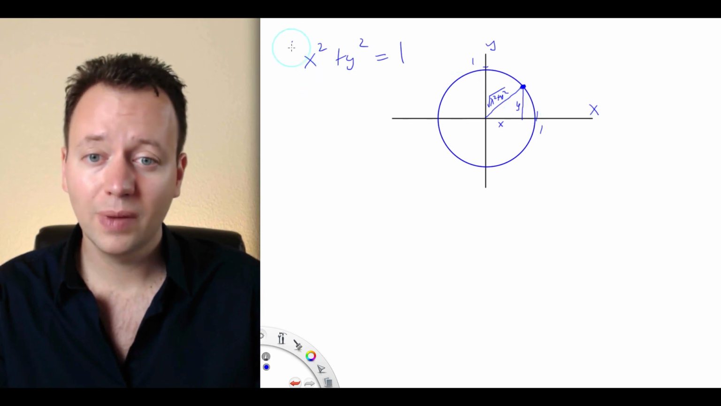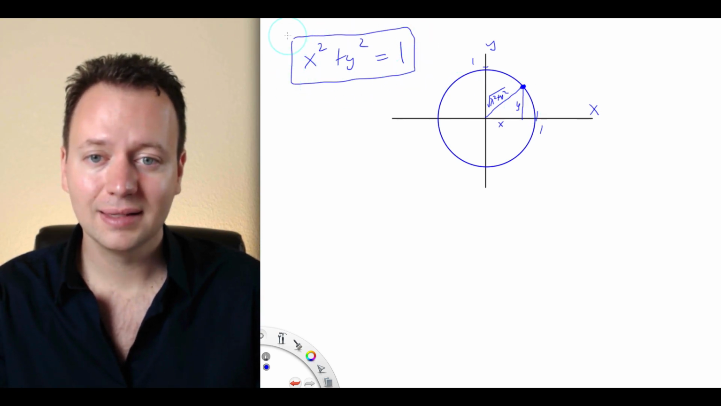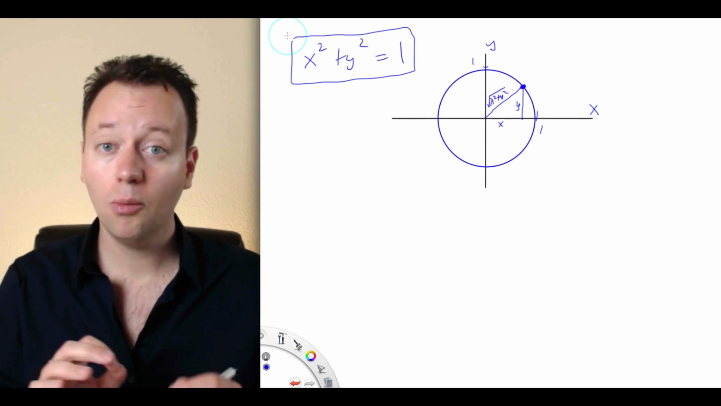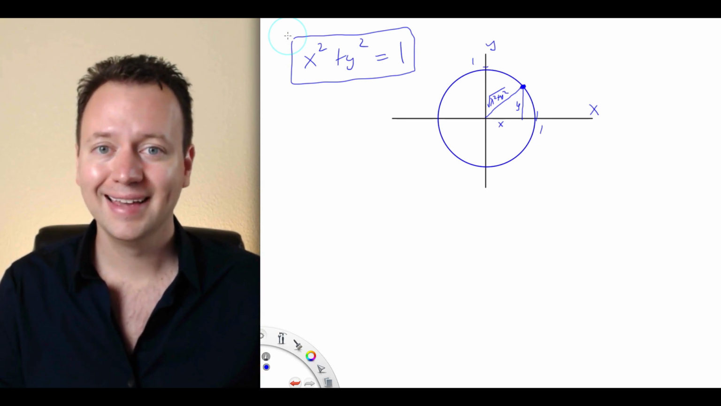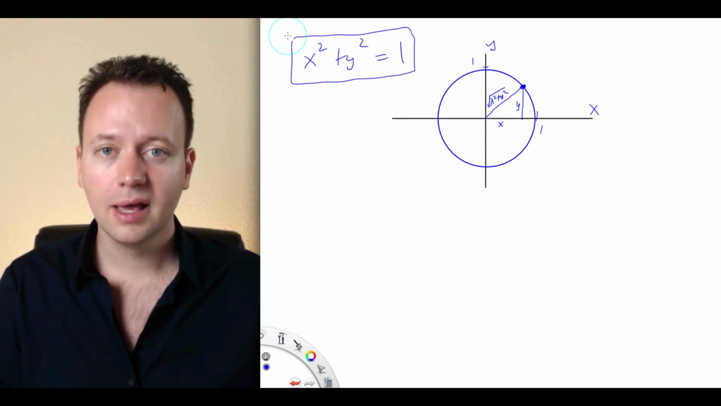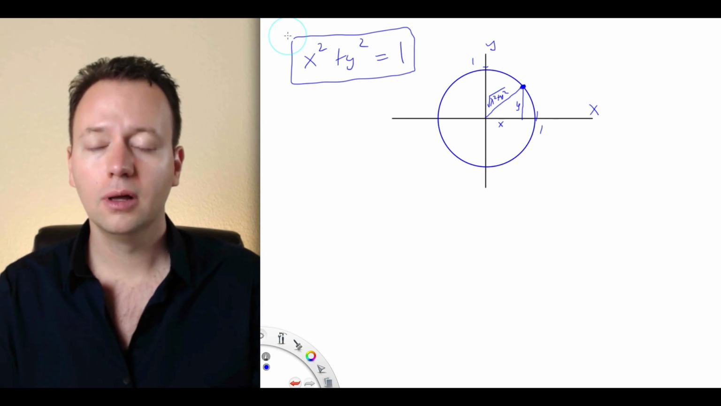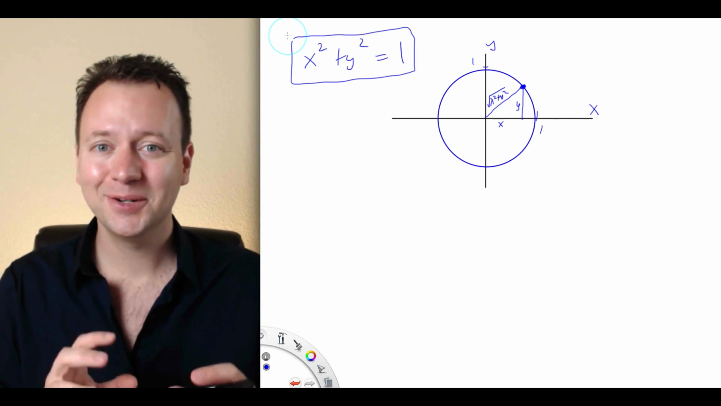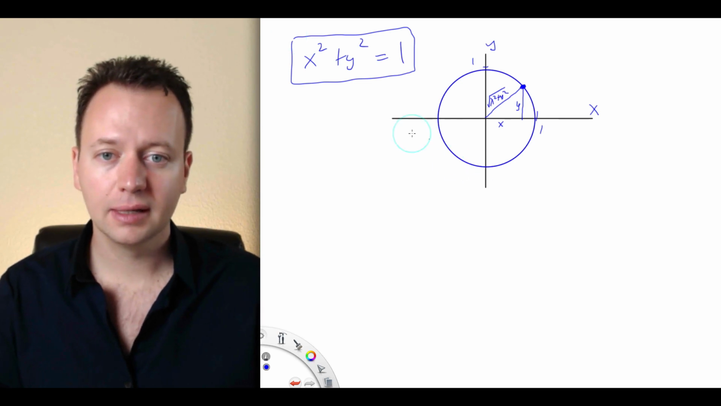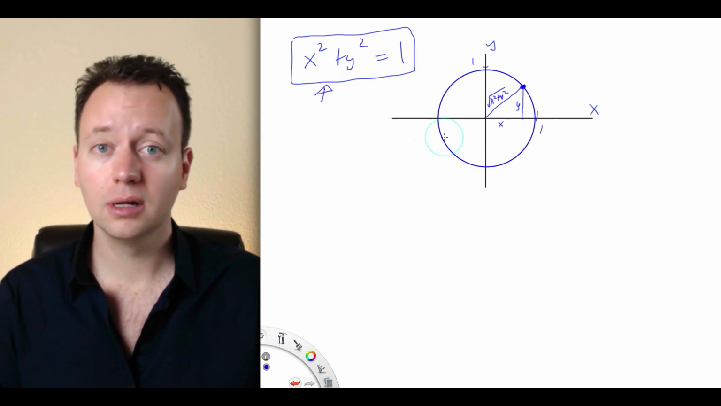So this equation basically says that the graph of this equation is the set of all points on the xy plane that lie a distance of 1 from the origin. And of course, this is just going to be a circle of radius 1 centered at the origin. So that's what the graph of this implicit equation looks like.